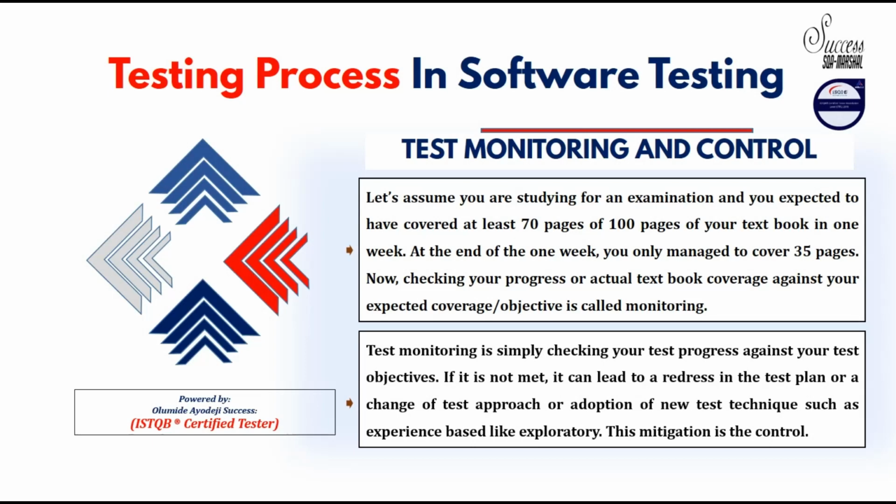Now, let me take this again. Test monitoring is simply checking your test progress against your test objective. If it is not met, it can lead to a readdress of the test plan or a change of test approach, or adoption of a new test technique, such as experience-based, like exploratory. This mitigation is the control. Monitoring is showing you, this is where we are, our progress. Control is, now what are we going to do to make this happen?